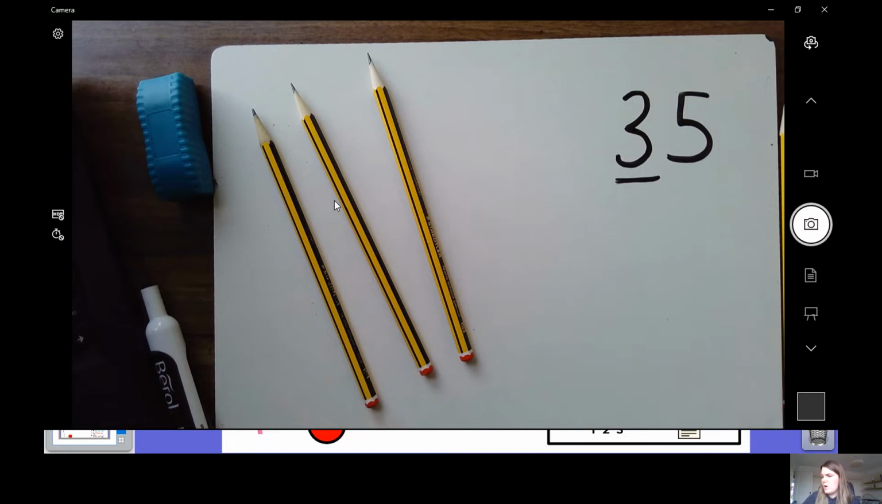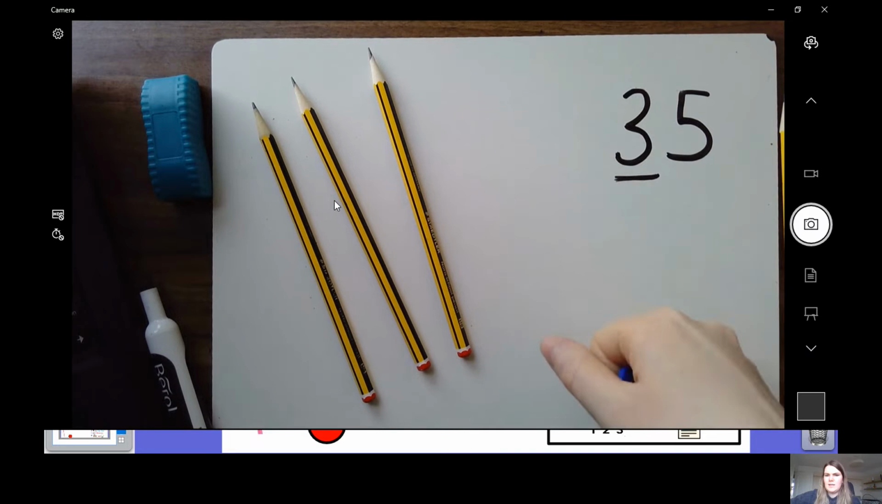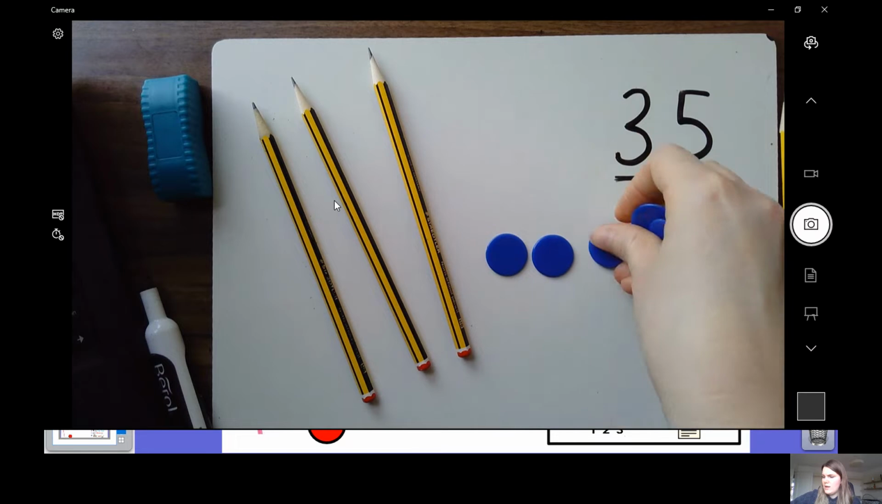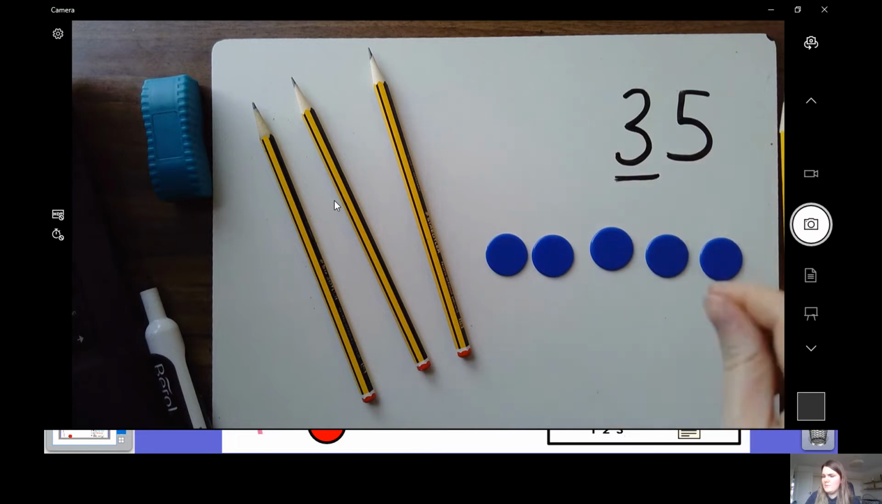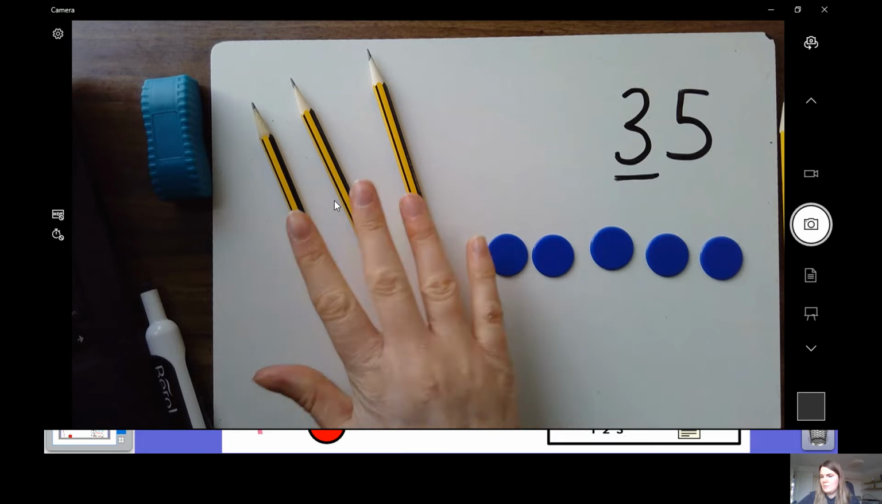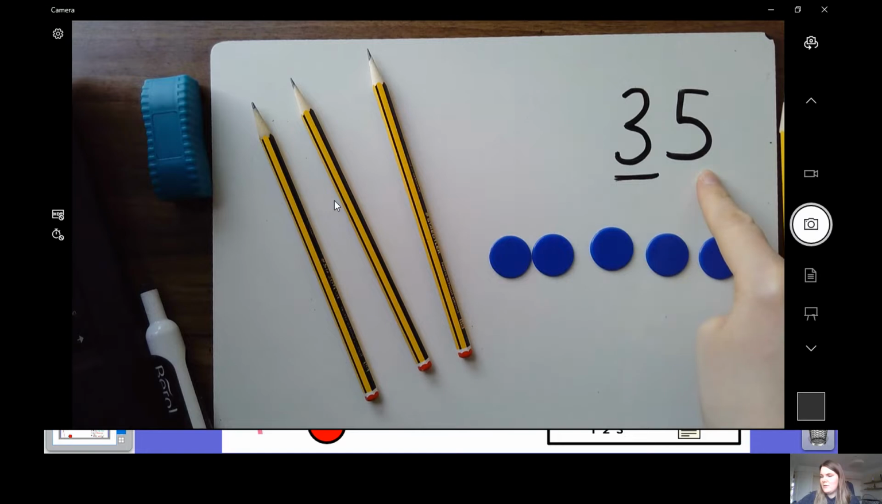So how many ones are in 35? It says 5. So how many counters would I need? I'd need 5. 1, 2, 3, 4, 5. I've made the number 35 using my pencils and my counters. I've got 3 tens, which is 30, and I've got 1, 2, 3, 4, 5 counters, which is my 5 ones, 35.